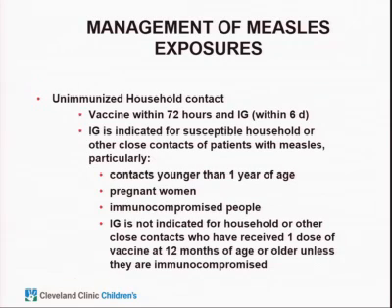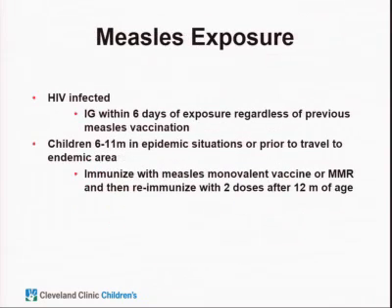Immune globulin is indicated for susceptible household or close contact, especially contacts younger than 1 year of age, because the vaccine may not work. Certainly pregnant women in whom the vaccine is contraindicated, anyone who's immunocompromised who may not respond to the vaccine. Immune globulin, however, is not indicated if somebody has already had 1 dose of vaccine at 12 months of age or older, unless they are immunocompromised. In that situation, you just go ahead and give the 2nd dose of measles vaccine upon exposure.